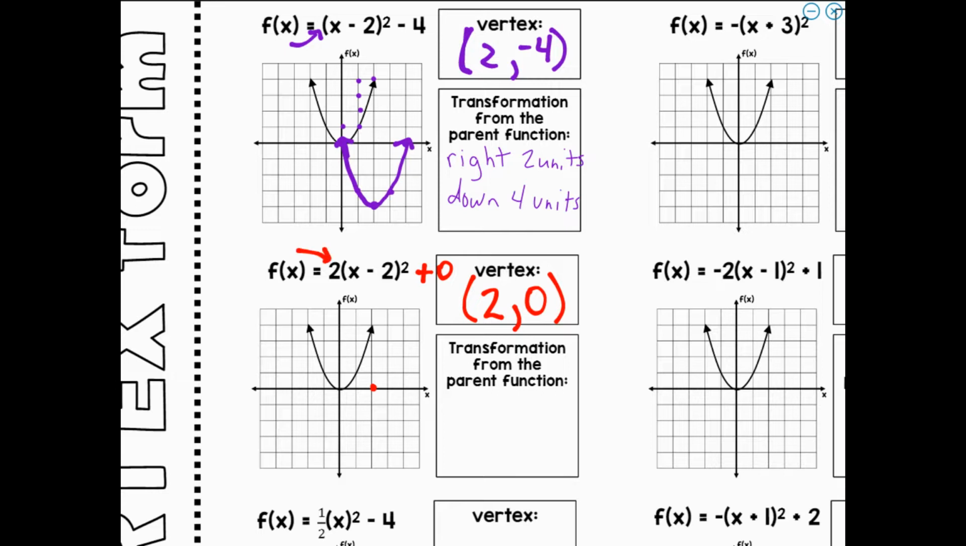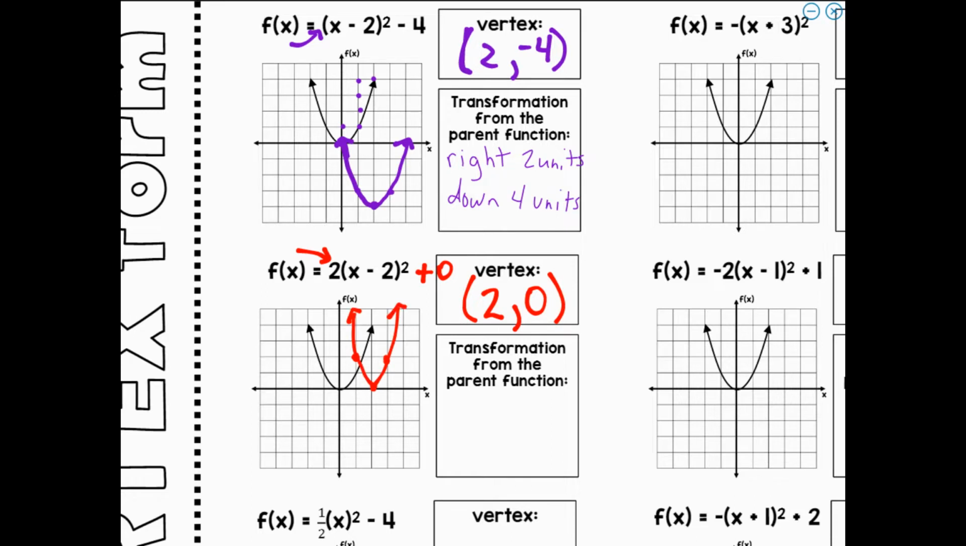What does my A tell me? That's 2. So look back out the front. What did I say? If the A is bigger than 1, what's going to happen? The graph widens? No, wait. Bigger than 1? The graph gets narrower. It gets skinnier. Okay? So you can call that a vertical stretch. It's going to get skinnier.